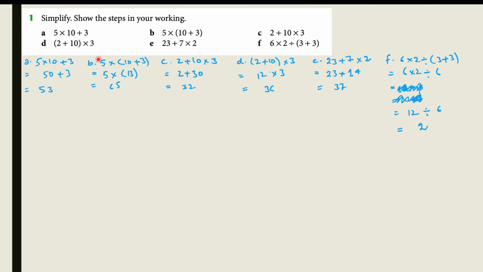Next we have 5 multiplied by, in the brackets, 10 plus 3. We see the brackets here, and brackets come first, so we must add the numbers inside the brackets before multiplication. So 10 plus 3 is equal to 13, and then we multiply. So 5 multiplied by 13 is equal to 65.